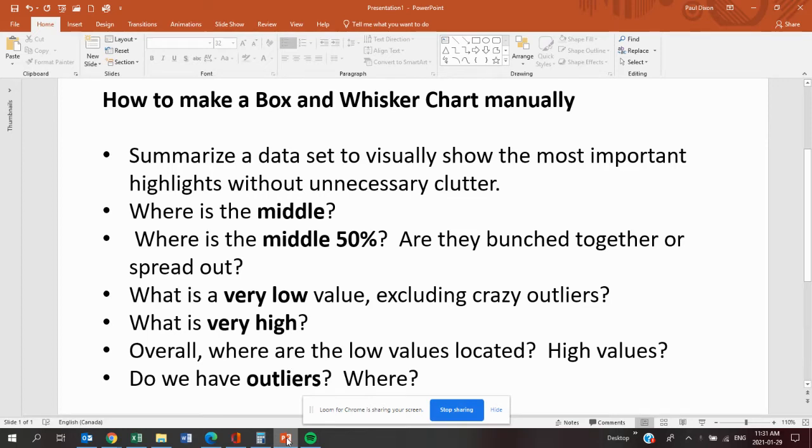So, how to make a box and whisker chart manually? Maybe I should back up. You've got a data set, you're trying to get a feel for it. You'd like to summarize it in some fashion, identify the highlights of it.